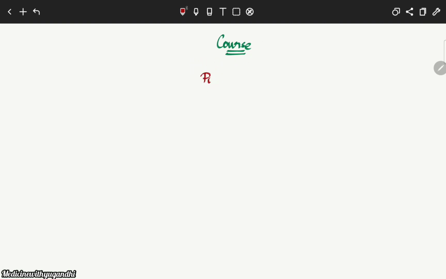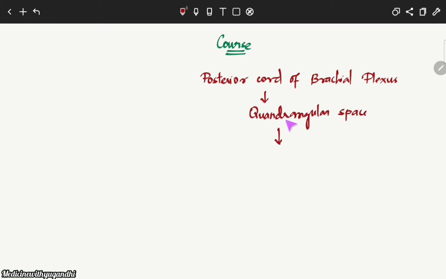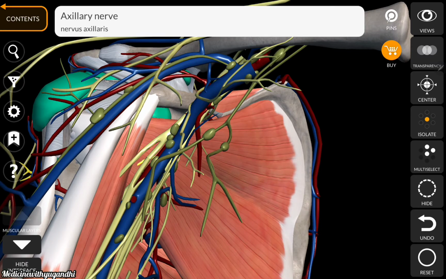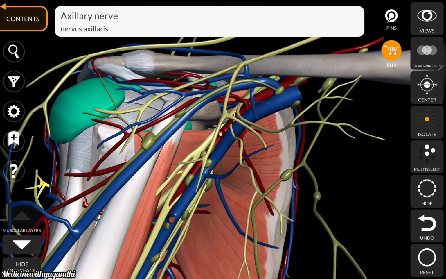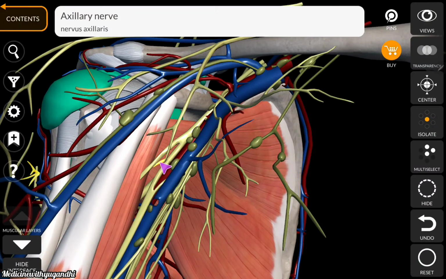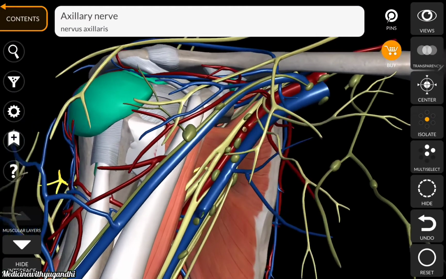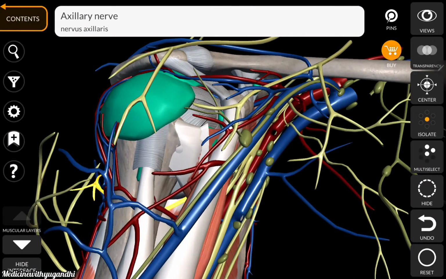After arising from the posterior cord of the brachial plexus, this axillary nerve enters into the quadrangular space and then it terminates by dividing into two branches. So here you could see the axillary nerve. See, this is the axillary nerve here. After arising from the posterior cord of the brachial plexus, it pierces the subscapularis muscle and then enters into the quadrangular space.